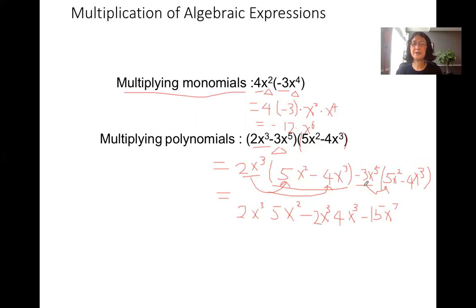And then you do negative 3x raised to power 5 multiplied by negative 4x raised to power 3. So negative multiplied by negative, it is positive. 3 multiplied by 4 is 12. x raised to power 5 plus 3, 8. Okay. And then you simplify this. So this one is 10x raised to power 5, negative 8x raised to power 6. Okay, copy down the last two items.